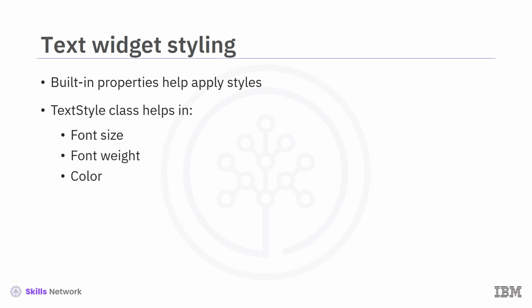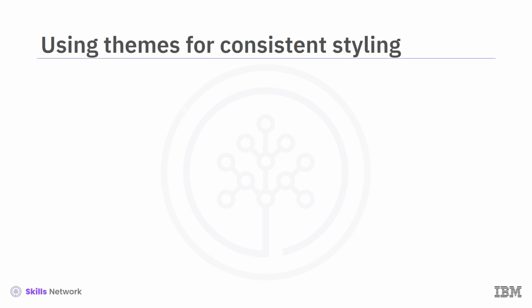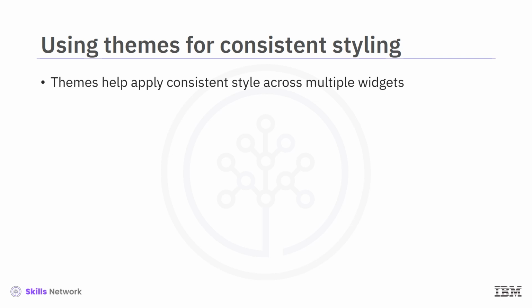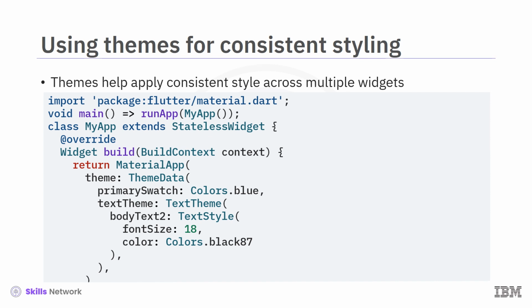Let's look at how to use themes to maintain consistent styling across different widgets. Flutter's theming capability for larger applications helps apply a consistent style across multiple widgets. You can define global themes that apply styles to all widgets in your app. To define a global theme, you can use the theme data class. Here's an example.